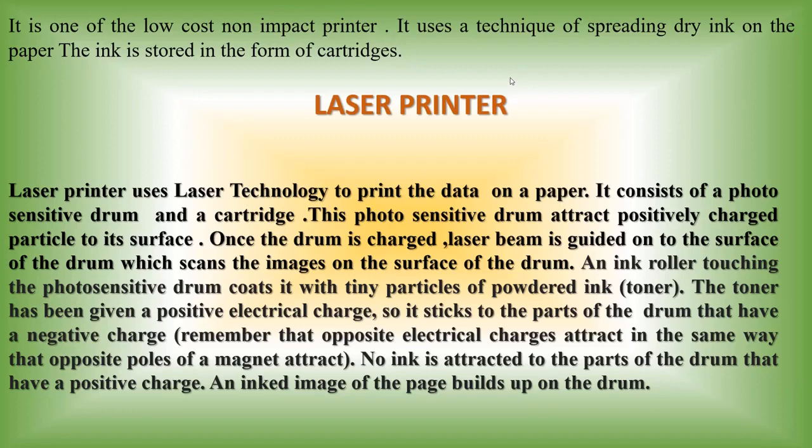An ink roller which is touching this photosensitive drum coats it with tiny particles of ink. This ink has a positive charge, so this positive charge will attract the negative charge on the surface of your photosensitive drum. In this way, an inked image is formed on the drum, which is then copied onto the paper. This is the technology that takes place in the laser printer.